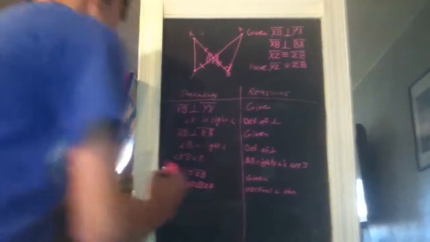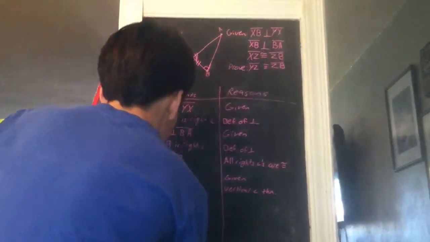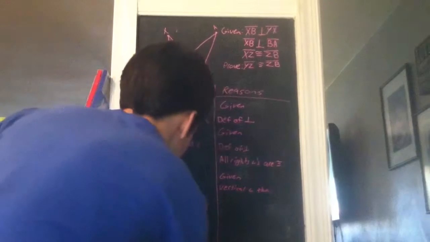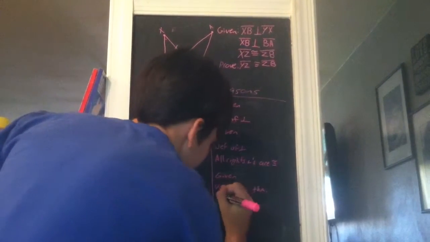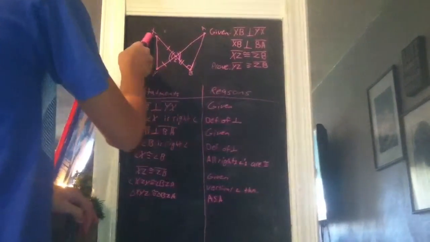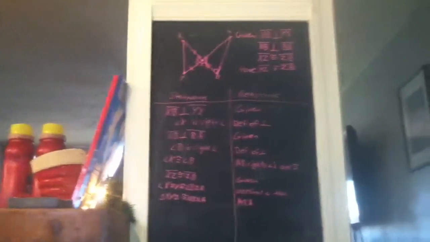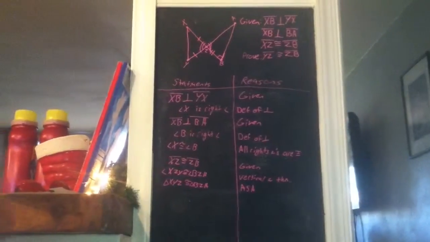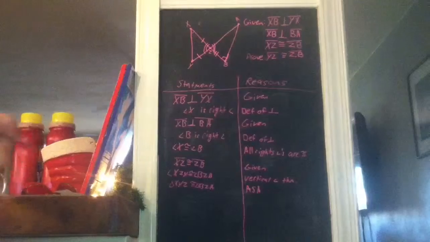Now we can state that triangle XYZ is congruent to triangle BZA by way of angle, side, angle, because we have the right angle, the side, and the vertical angles all congruent together. We have concluded that triangle XYZ and triangle BZA are both congruent.